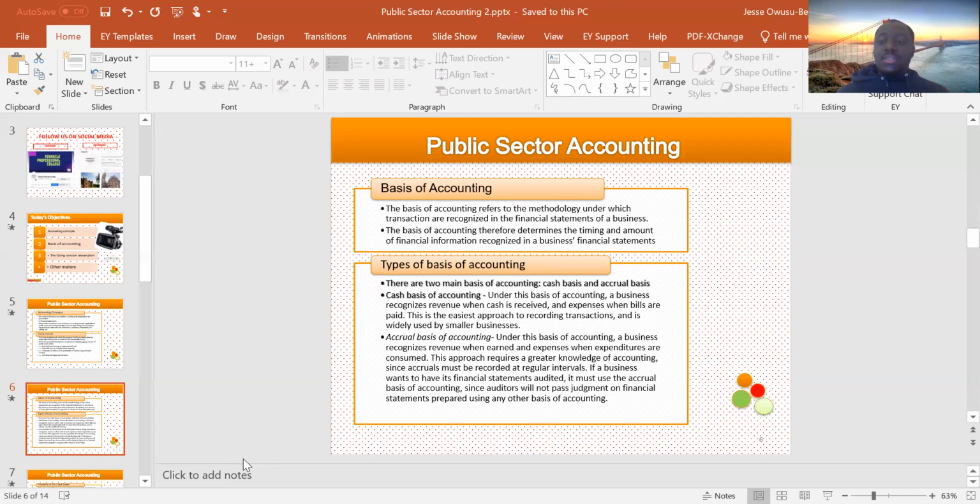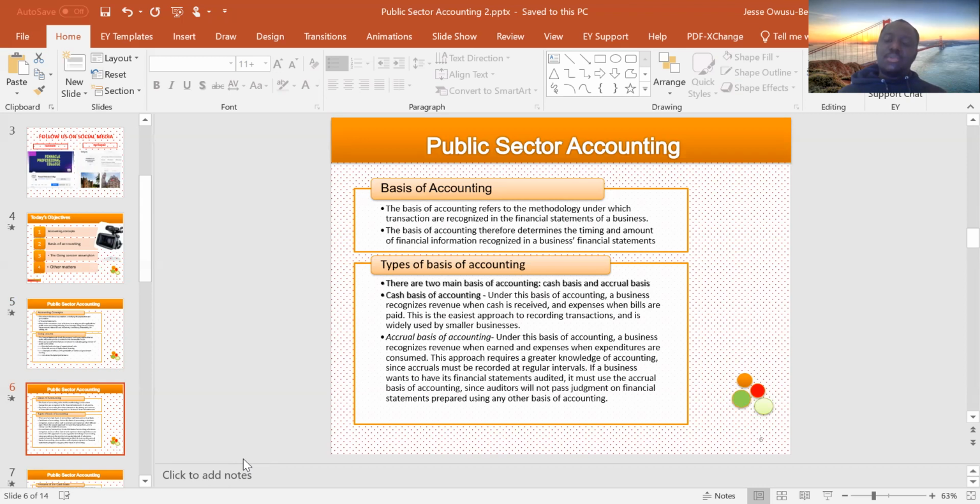Then you have the accrual basis of accounting. I'm taking the time to explain basis of accounting because it's a necessary foundation for public sector accounting. And then the accrual basis of accounting, a business will recognize revenue when it is earned and expenses when it is incurred. So this approach takes it a step further beyond just cash recognition, right? It takes it beyond that.